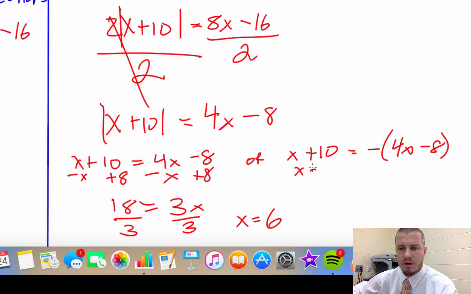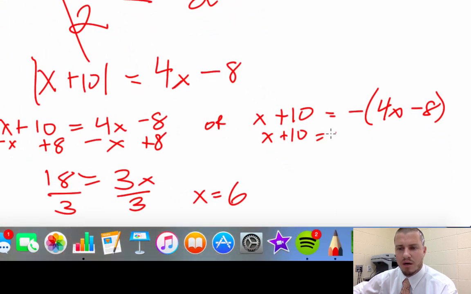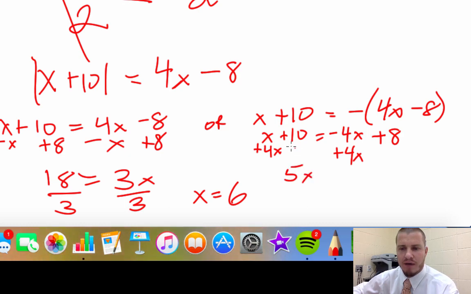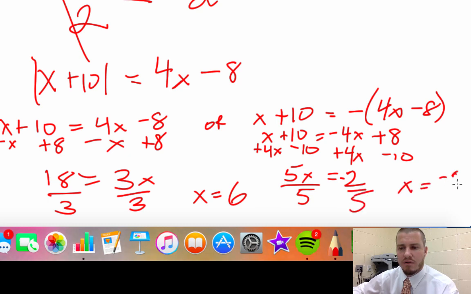So on this one, I have x plus 10 is equal to, and I'm going to distribute that. So negative 4x, and that's going to become plus 8. And this time, I'm trying to keep my variables positive, so I'm going to add the 4x. It just makes it a little bit easier not dealing with negatives. 5x, that means I'm going to bring the constants to the right. That makes this negative 2. Divide by 5, and x is equal to negative 2 over 5.